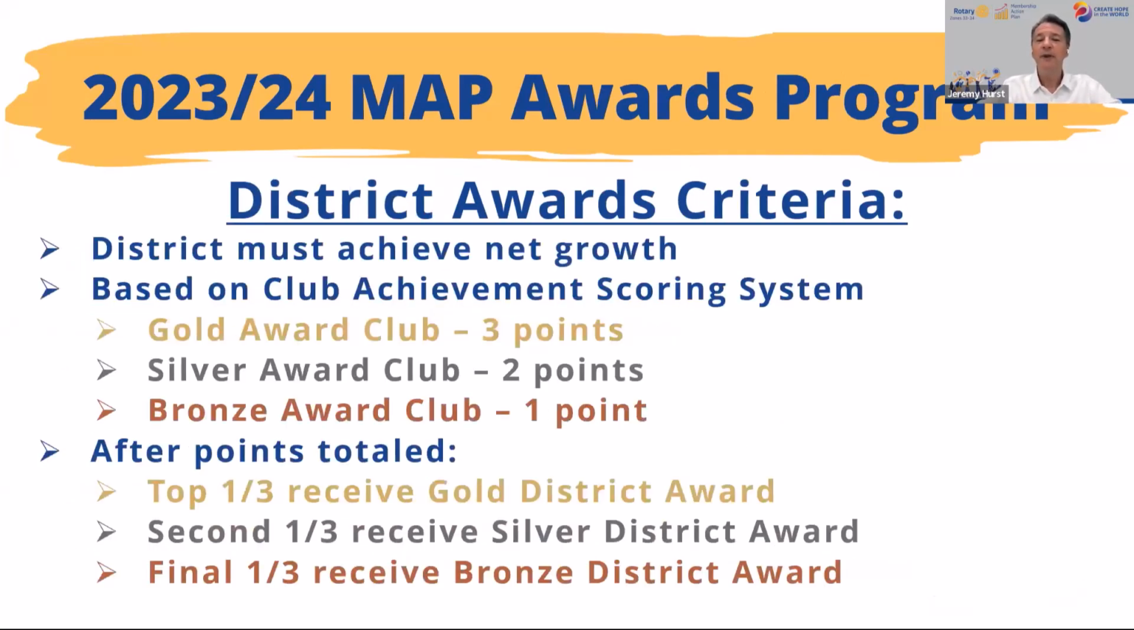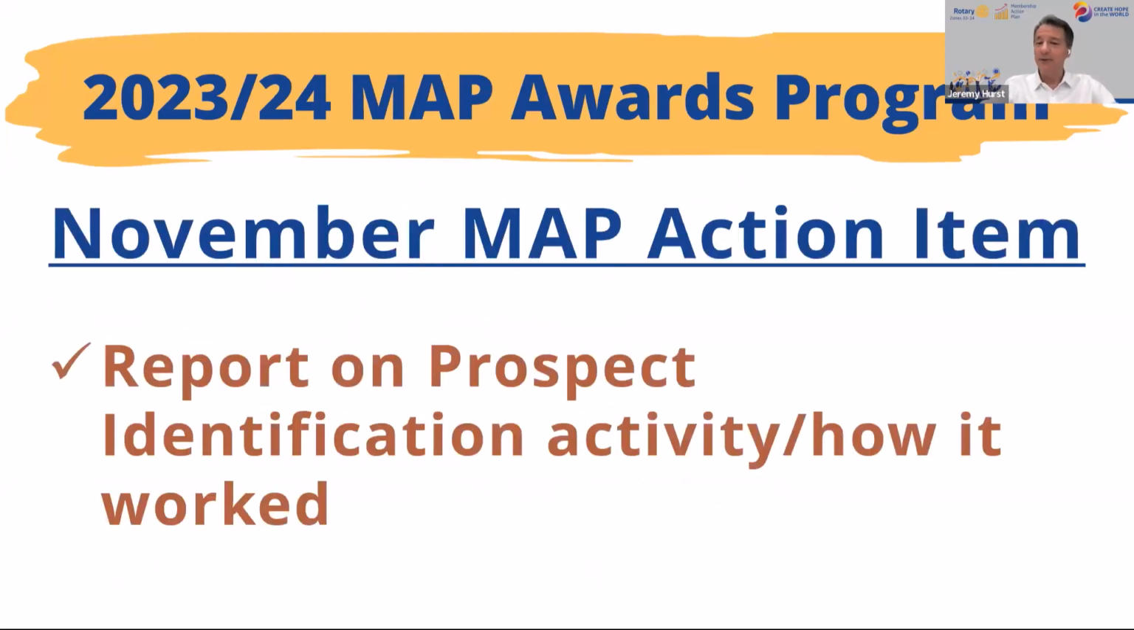Districts will be awarded and rewarded in direct relationship to the level of participation of their clubs in their district, with top participating districts being eligible, of course, for the Gold Award. And there are also Silver and Bronze Awards that, to be perfectly frank, are all a wonderful achievement. You've got to start somewhere. So like with our clubs, your districts need to show a level of membership growth for the year to achieve any of these awards. And this month's action plan item, drum roll here, is to report on a prospect identification activity and how it worked.